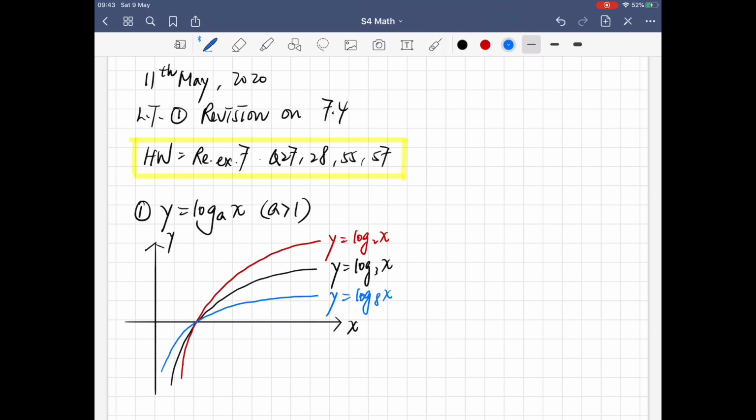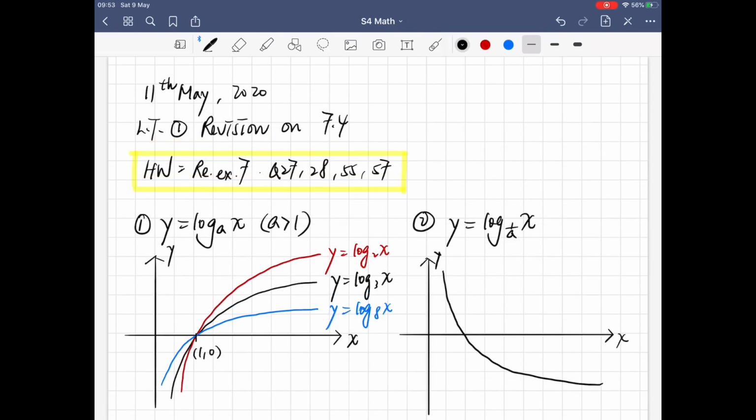So from these three curves, you can see that if I change the base from a smaller value into a larger value, the shape will change in this way. Also, in these three curves, you can see they all pass through one point. This is (1, 0). When we put log 1, it must become 0.